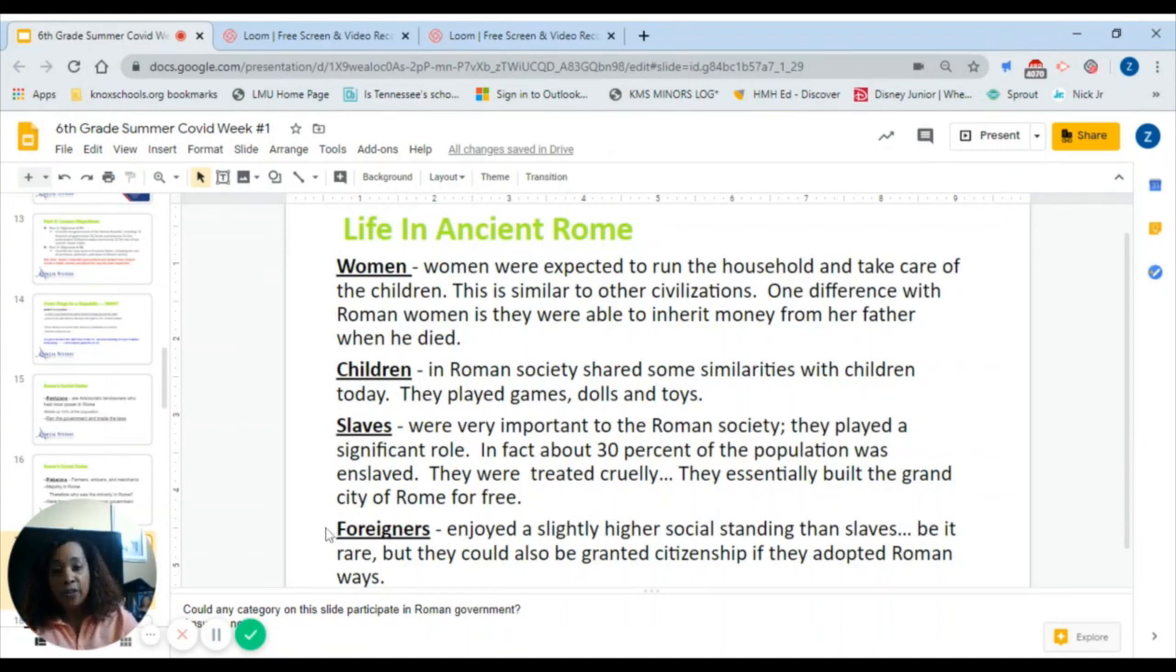Last, we have the foreigners. They enjoyed a slightly higher social standing than slaves, be it rare, but they could also be granted citizenship if they adopted the Roman ways.